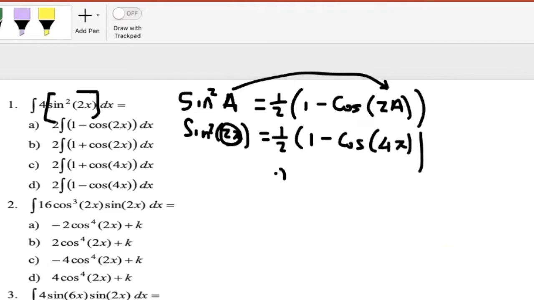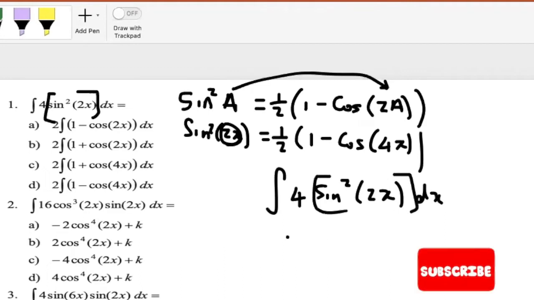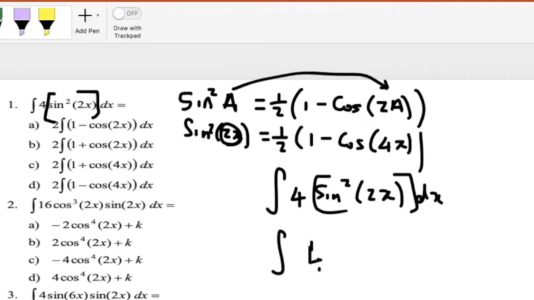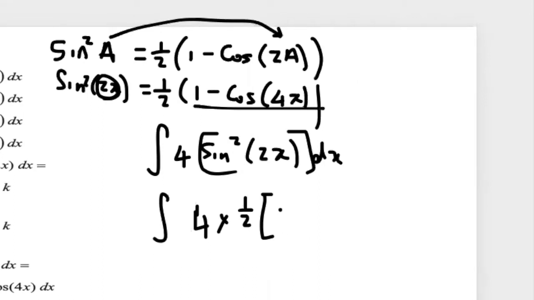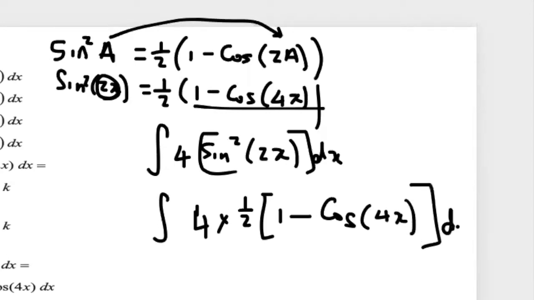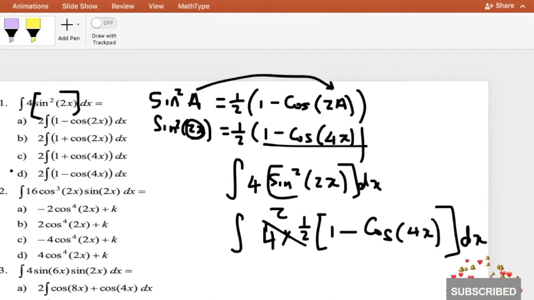So what this means is the integral of 4 sine squared 2x with respect to x, I can replace here to be a half. So I'll have the integral of 4 times a half, then replace the center with 1 minus cos 4x dx. Half of 4 is 2, so I'll have a 2 here. And looking at this, my answer is D.